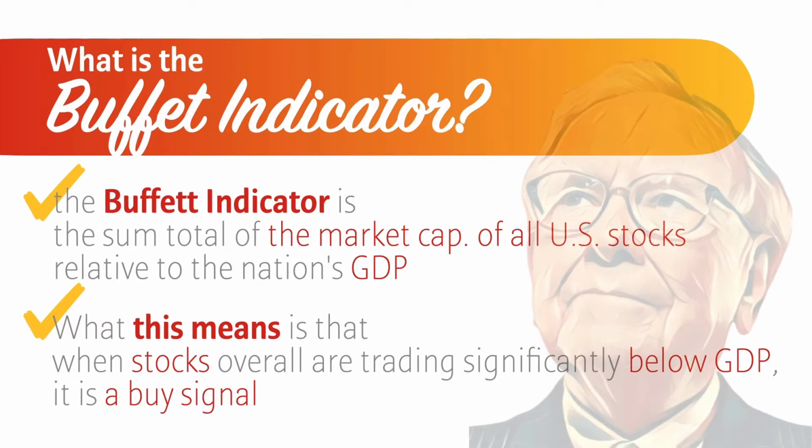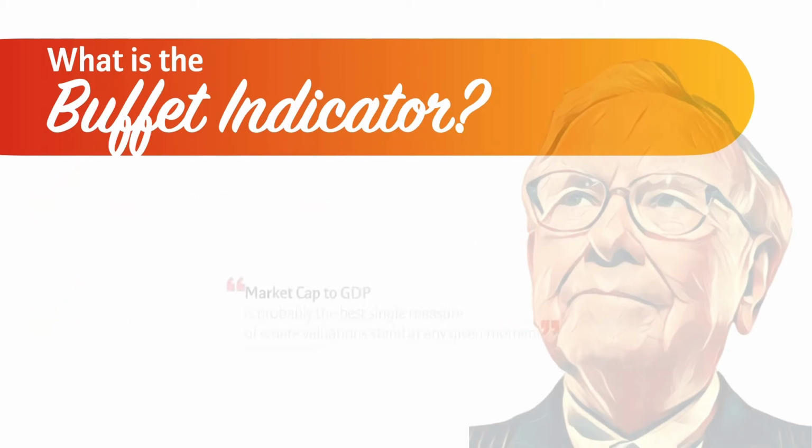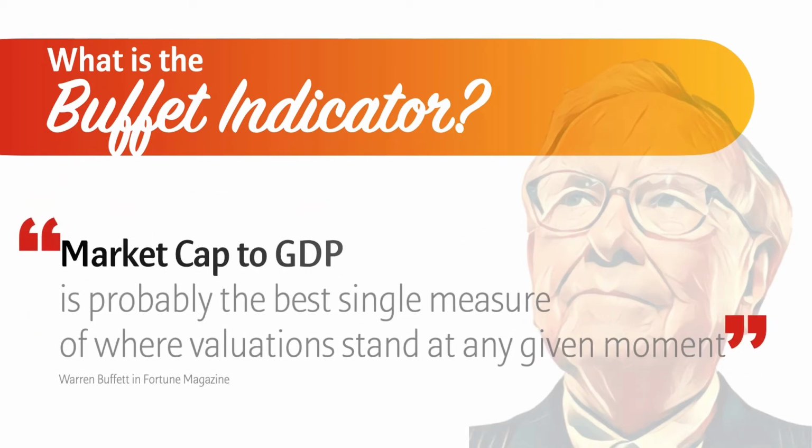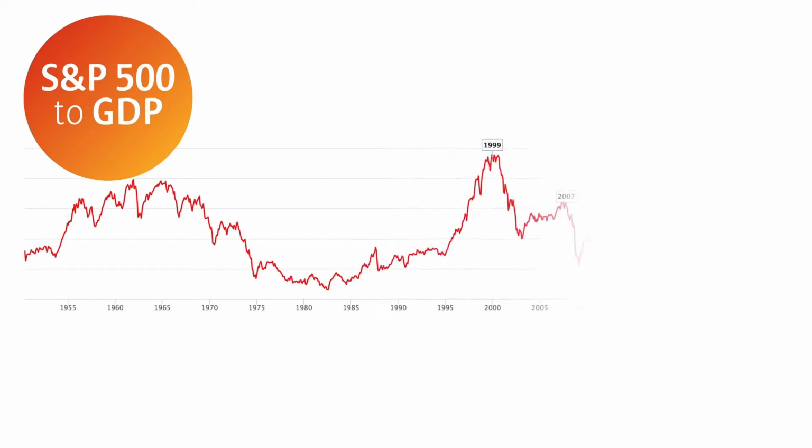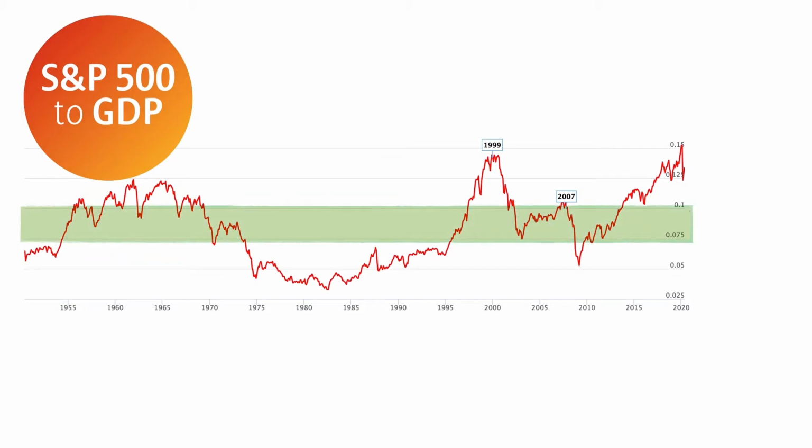Warren Buffett claimed that market cap to GDP is the best single measure of where valuations stand at any given moment. Let's look again. The Buffett indicator changes since 1950. When stocks cross above GDP, it tends to be a sign that a correction is possible. This occurred in 2000, just before the dot-com crash, and in 2007 on the eve of the financial crisis. The indicator proved its worth ahead of those two corrections.